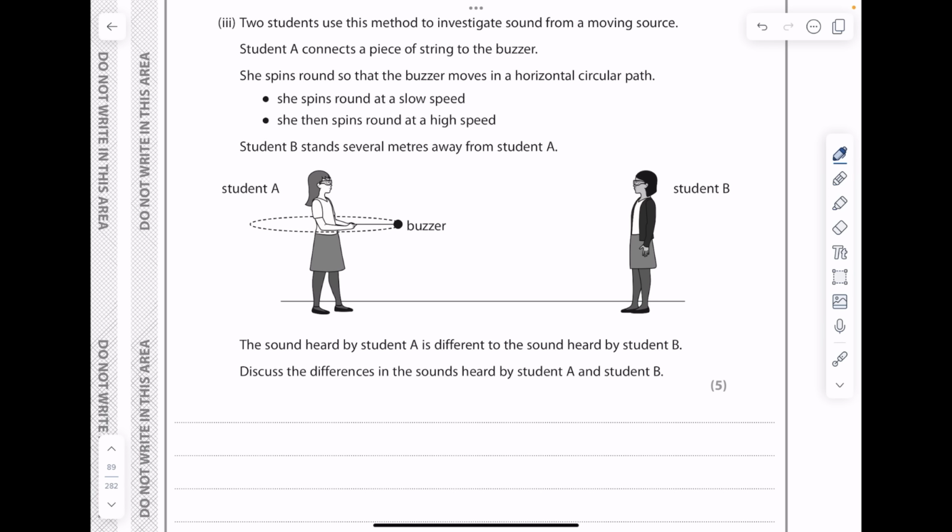Two students use this method to investigate sound from a moving source. Student A connects a piece of string to the buzzer. She spins around so the buzzer moves in a horizontal circular path. She spins round at a slow speed. She then spins round at a high speed. Student B stands several meters away from student A. The sound heard by student A is different to the sound heard by student B. Discuss the differences in the sounds heard by student A and student B.